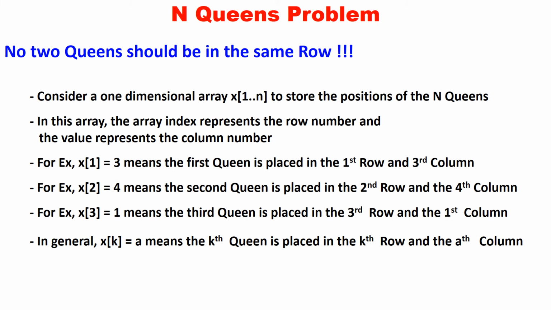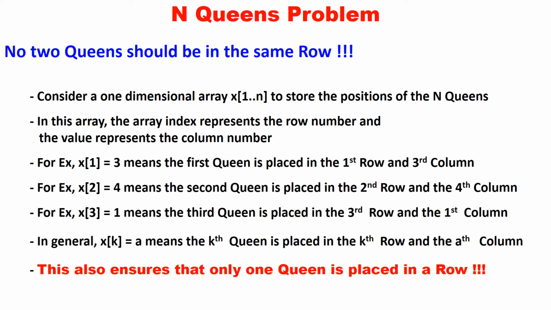In general, if X of k is equal to a, it means kth queen is placed in the kth row and ath column. Now, X of 1 can store only one value. It automatically makes sure that in one row there can be only one queen. No need of additional logic to make sure that two queens are not in the same row. Automatically it happens.